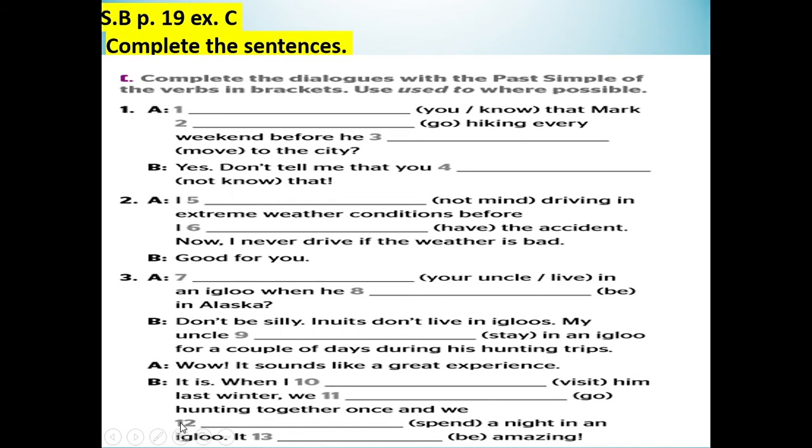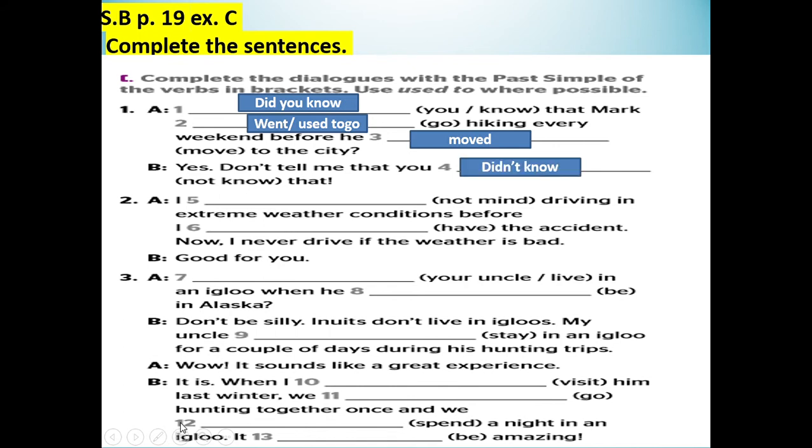Now, let me check. Number 1. A is speaking to B. It's a question. Did you know that Mark went hiking every weekend before? Or you can use, did you know that Mark used to go hiking every weekend before he moved to the city? Correct the verb move. B: Yes. Don't tell me that you, negative form from the past simple. Didn't. Excellent. Didn't know.